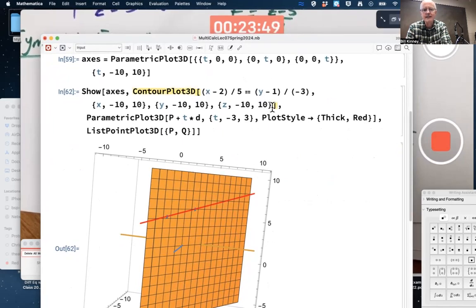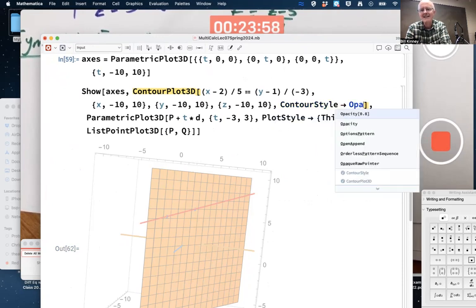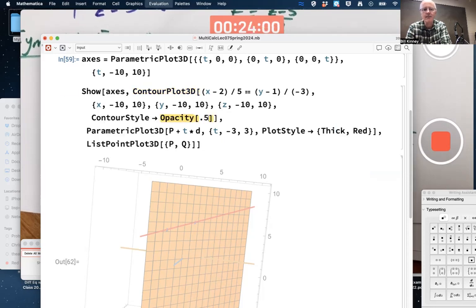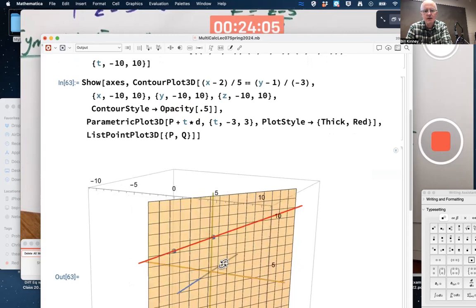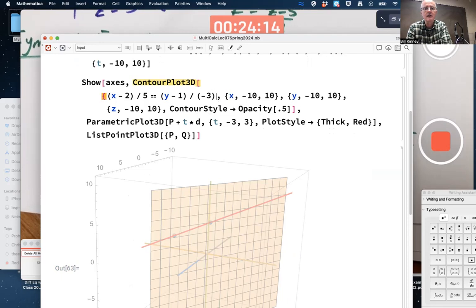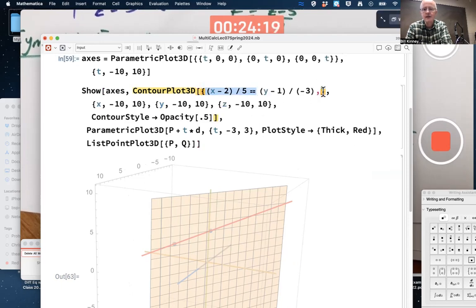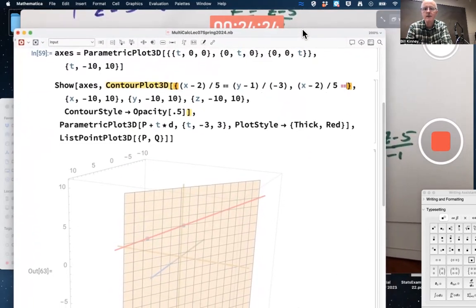I might want to make it somewhat see-through. Plot style, I need contour style, actually, if it's contour plot. Contour style. Opacity makes it somewhat see-through. 0.5, maybe. So you can see it looks like it's containing both of those points, that entire line, in fact. Can I plot the other equations? I think so. A bit of copying and pasting here. The z expression is (z minus 5) over negative 1.